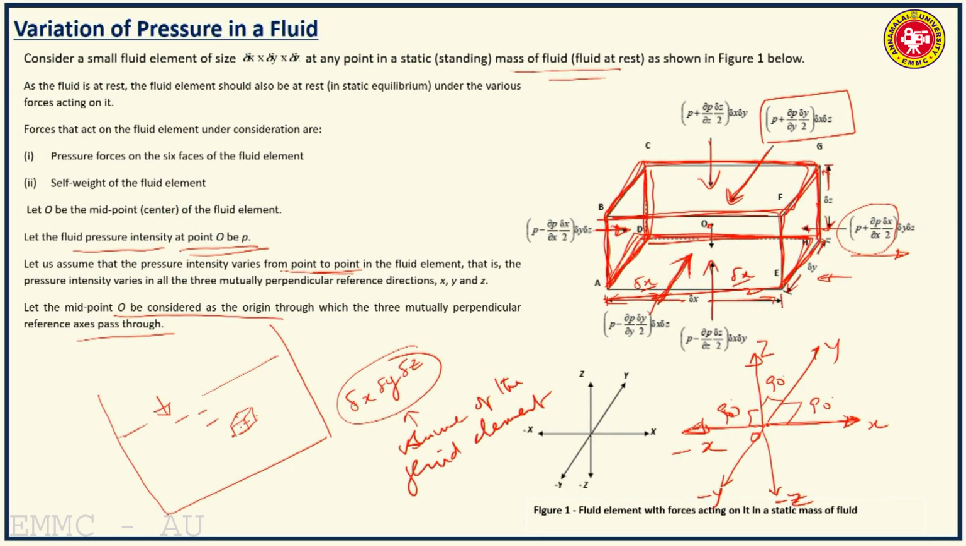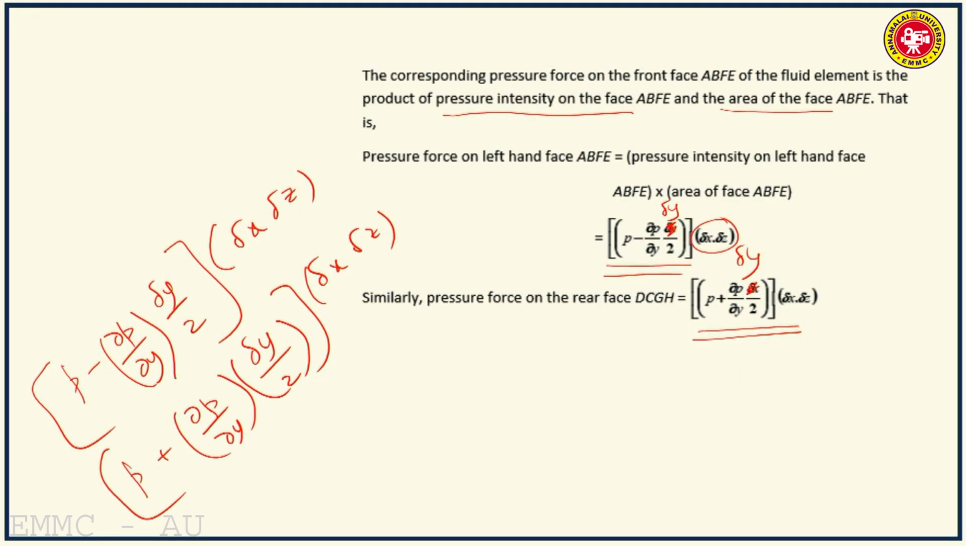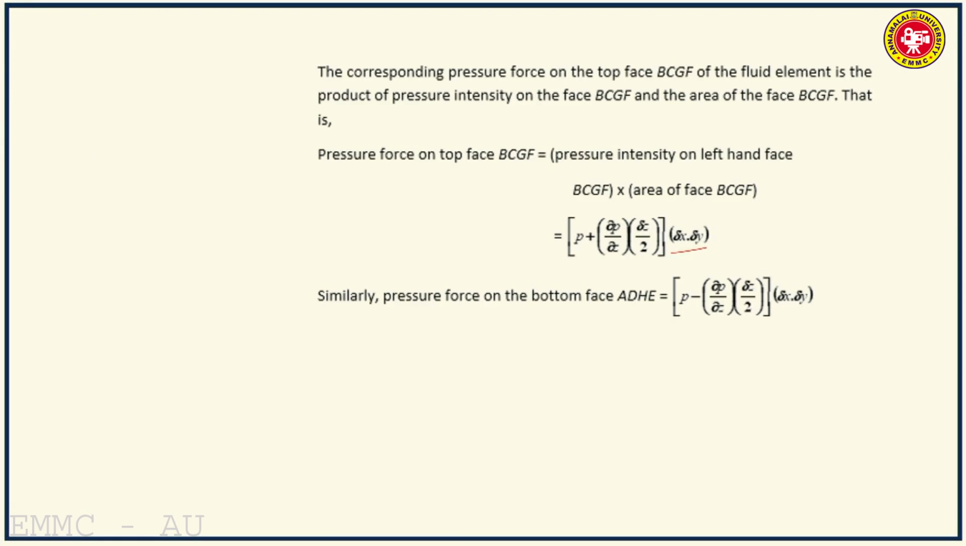Bottom face, say ADHE. AD is the distance along the y direction, that is delta Y. DH is the distance along the x direction, that is delta X. So delta X delta Y is the area of the bottom face as well as the top face.